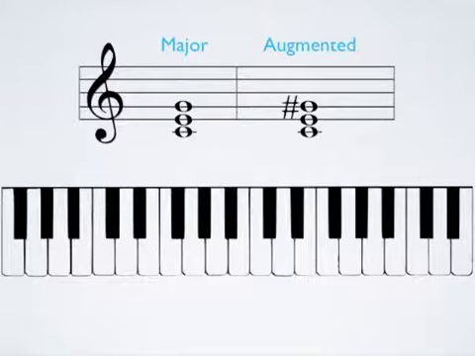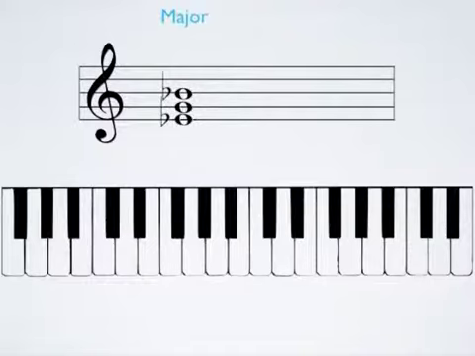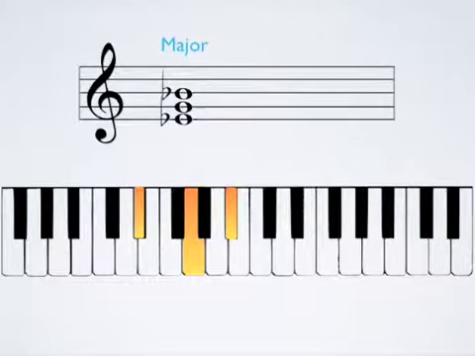And one more example of an augmented chord. If we start with an E flat major chord, we have to keep the E flat and B flat from the major scale. And then in order to raise the 5th and make this chord augmented, we just remove the flat that's on the B.